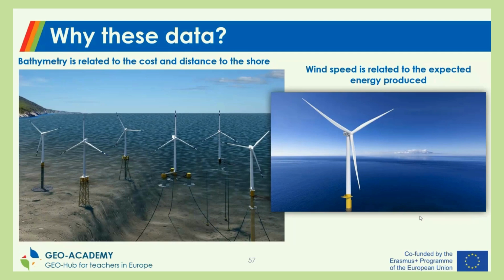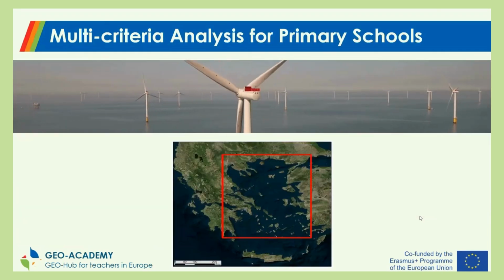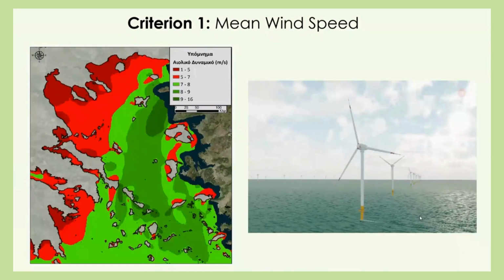So one of the main criteria, and the most impressive one maybe for students, is the bathymetry, that we are trying to explore depths up to 200 or 500 meters and place either floating wind turbines or bottom fixed wind turbines. The second criteria, and even more important, is the wind speed. We need to identify areas that are windy. That's what we need. So we have our study area, and we created, using QGIS actually, different maps for each one of the criteria I'm going to show.